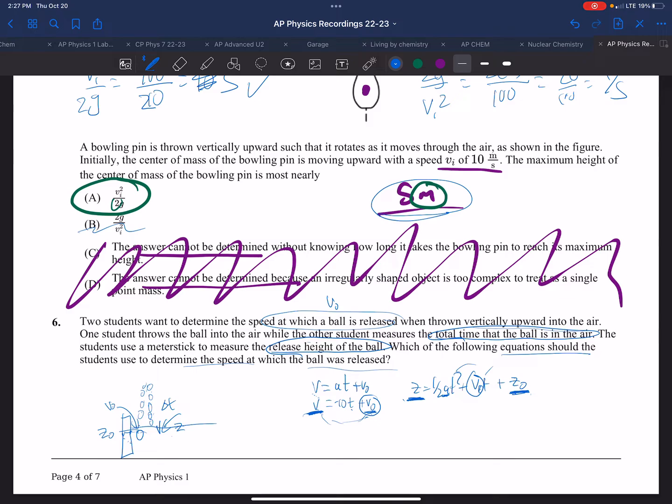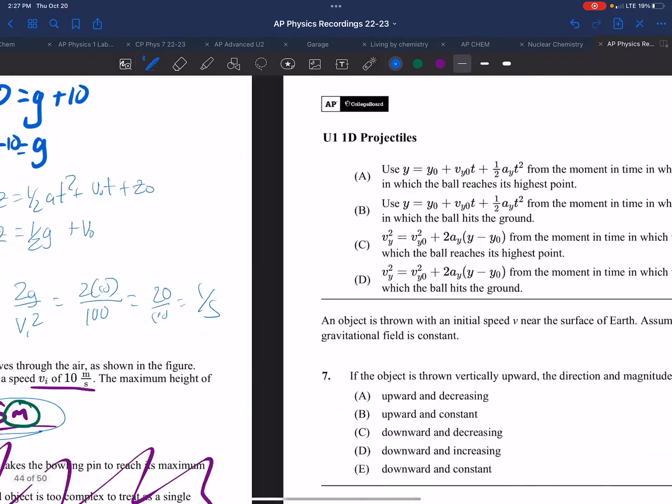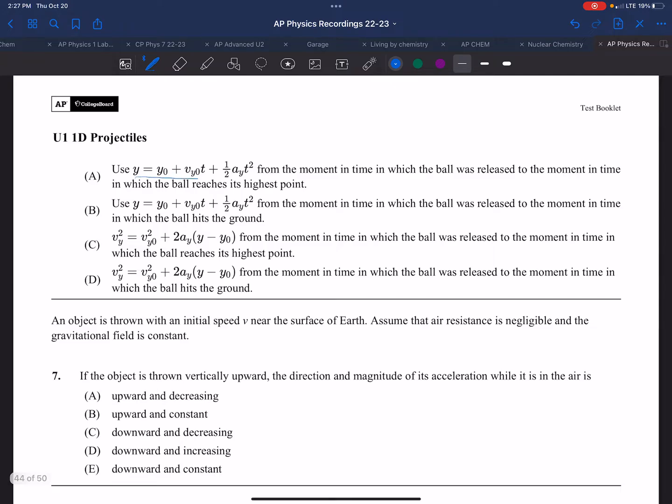Over here, for the position equation, we know the acceleration, we know the time, we're going to measure it, and we know the z and Z0 because we're getting back to the original height, which means we will know everything except the V0. So, use this equation from the moment in time the ball is released to the moment in time it reaches its highest point, up to here.